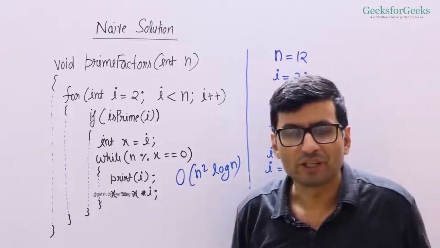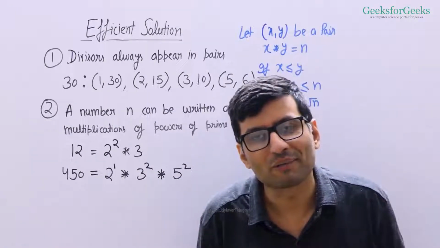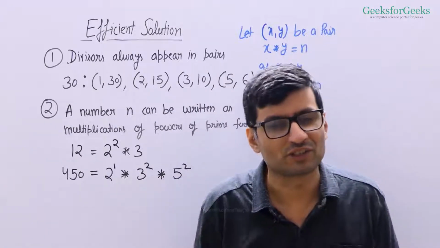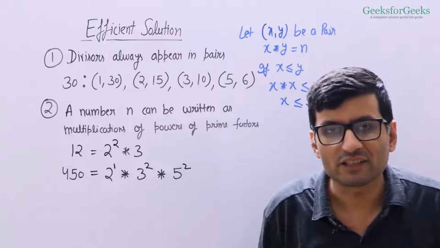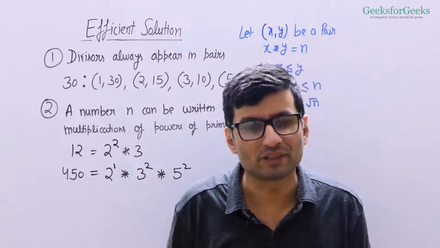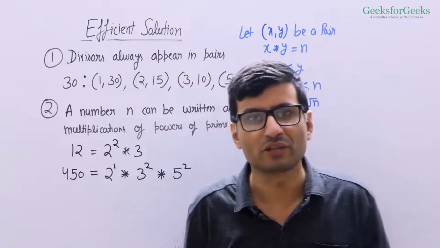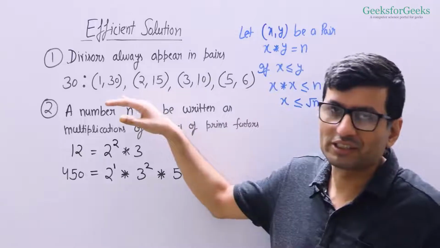Now please pause this video and think of an optimized solution to solve this problem. Let us now talk about ideas for the efficient solution. The first idea is that divisors of a number appear in the form of pairs, and this idea has been discussed in the prime number checking video also. So this is the same idea that we discussed there.